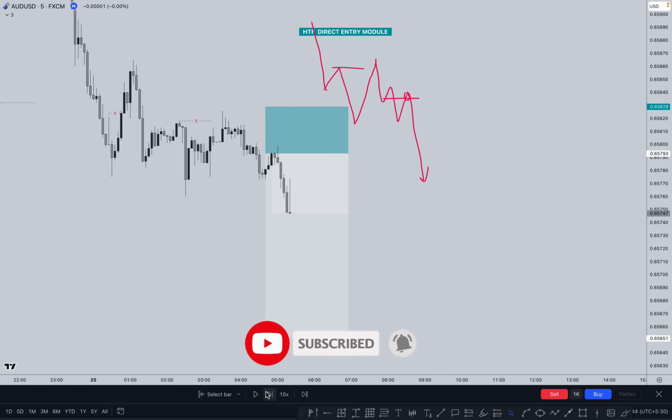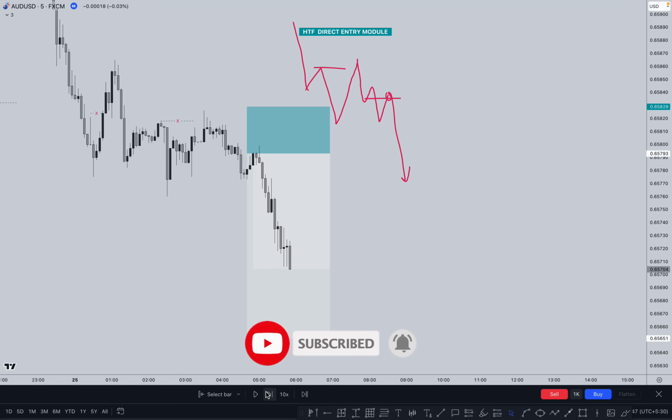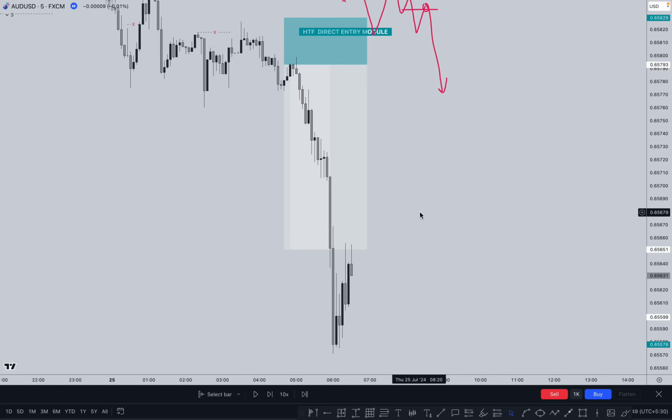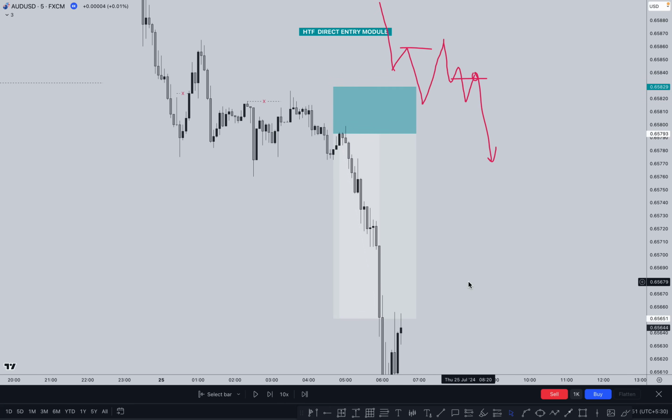Okay, so let's see what happened next after this one. The market started pushing downside, and then what happened? The market just pushed downside, and finally the market hit our target. So this is a very simple thing. When market momentum is bearish and creates a structure like this one, this is our entry model based on the higher time frame.